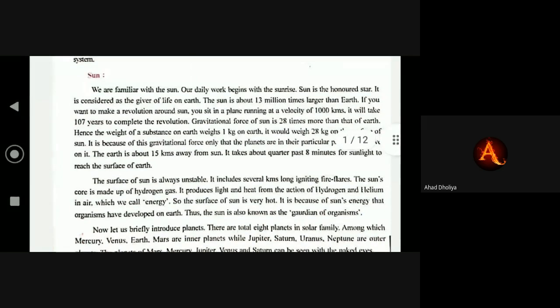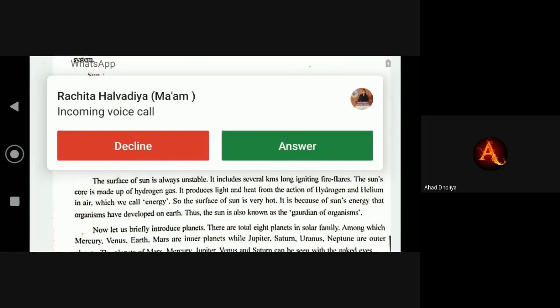The gravitational force of the sun is 20 times more than that of the earth. Hence a substance that weighs 1 kg on earth would weigh 28 kg on the surface of the sun. It is because of the gravitational force only that the planets are in their particular path and revolve on it. The earth is about 15 kilometers away from the sun. It takes about quarter past 8 minutes for sunlight to reach the surface of the earth.